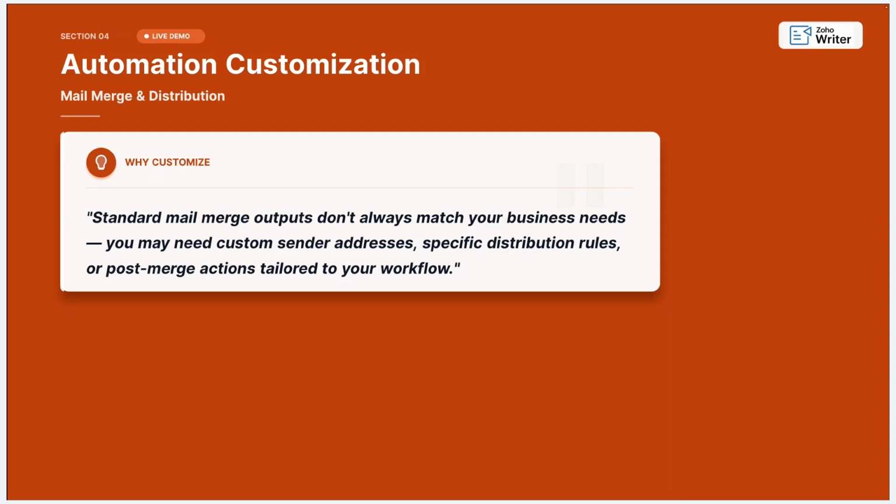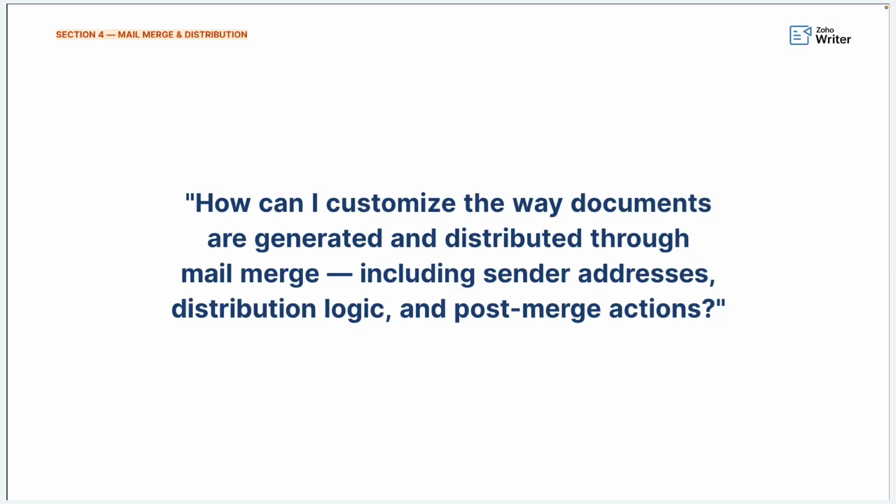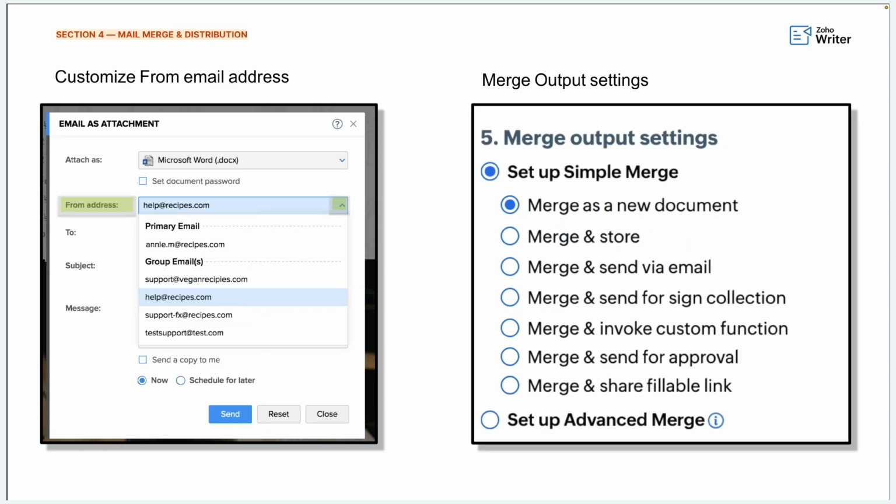Standard mail merge outputs don't always match your business needs. You may need a custom sender address, specific distribution rules, or specific post merge actions tailored to your workflow. That's a real gap for teams running high volume document workflows. So, how can I customize the way documents are generated and distributed through mail merge, including sender address, distribution logic, and post merge actions? Well, this is where mail merge goes from a basic feature to a proper workflow engine.